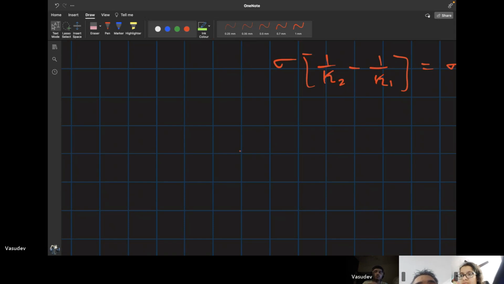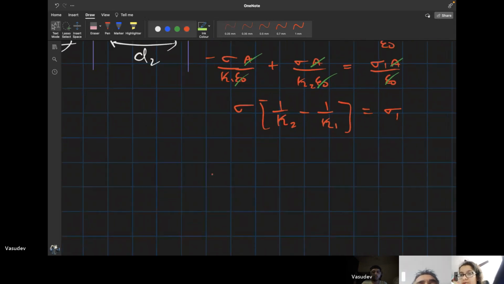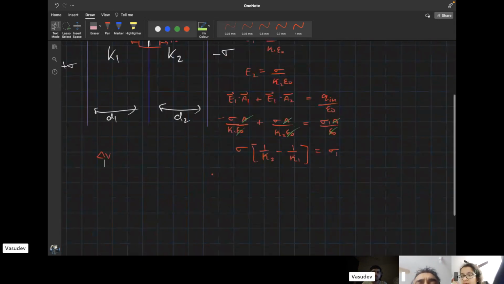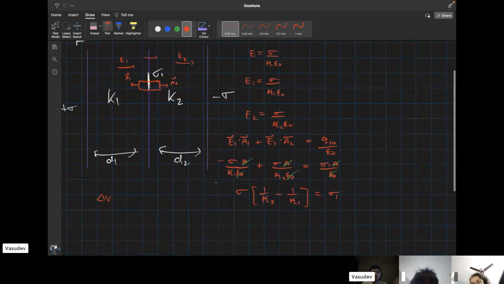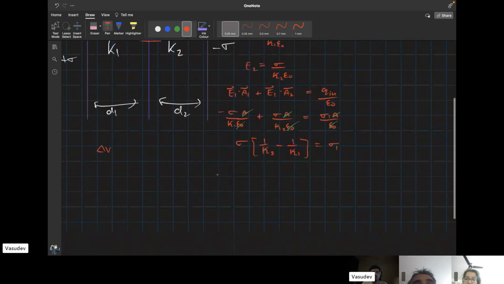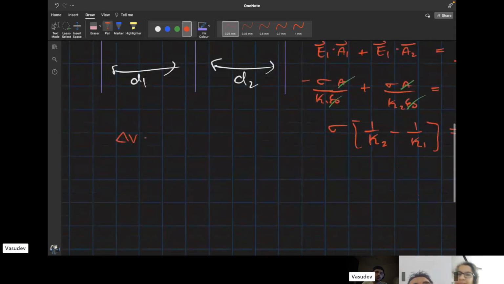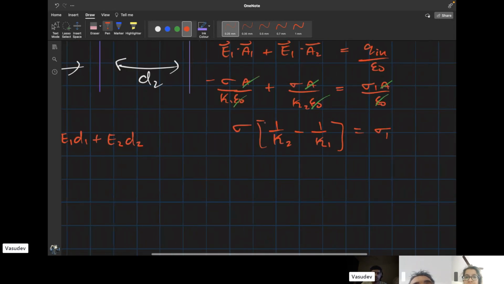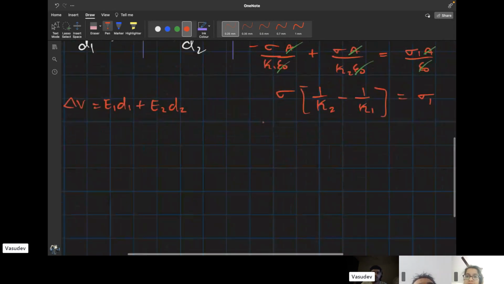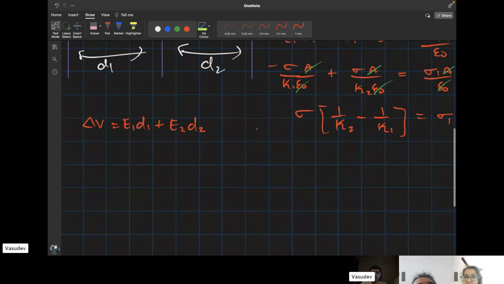Yes, sir. So what it should be, given that V is the potential across the plates, the potential difference. All right. So we know how to express V. We can write V as E1 D1 plus E2 D2. Absolutely. Yeah, so we can write it in that manner.